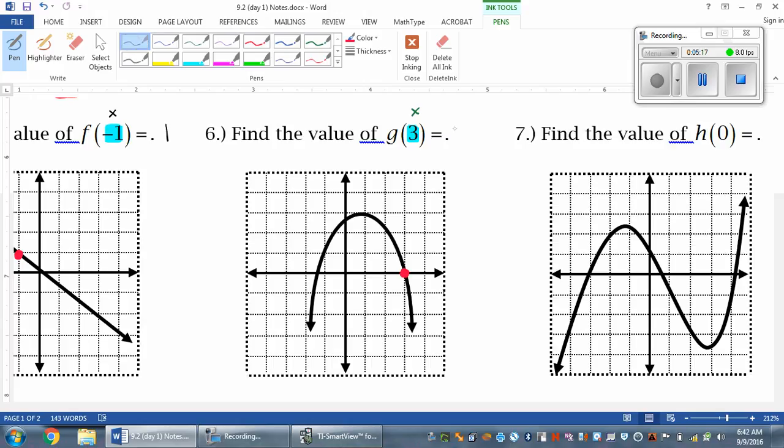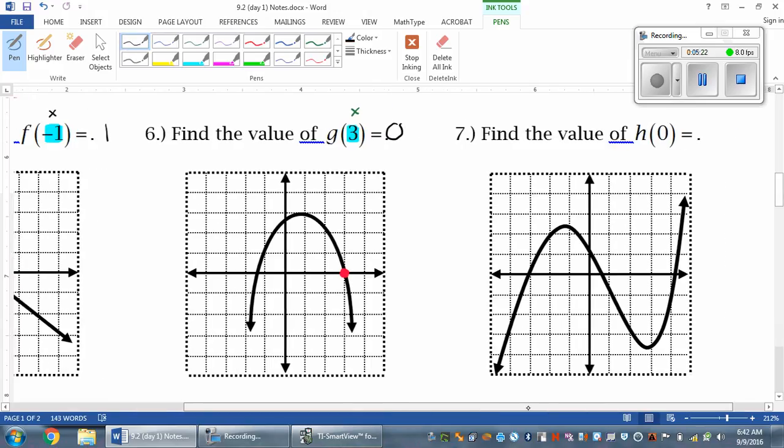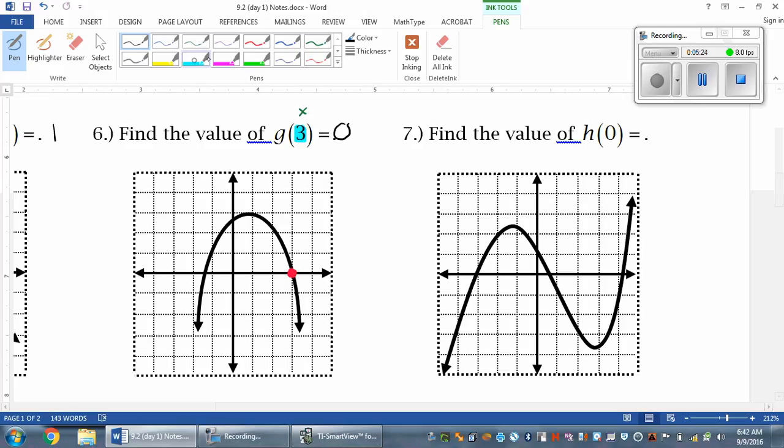So I can move it all. g of 3 is equal to 0. Number 7: find the value of h of 0. Again, 0 is my x value. I'll go ahead and find h of 0.